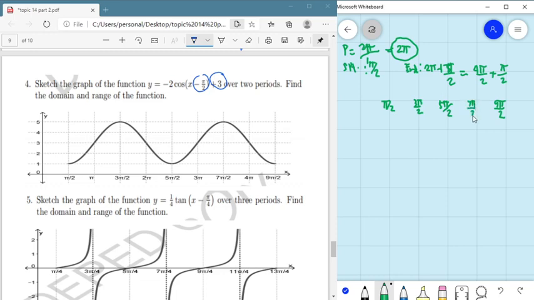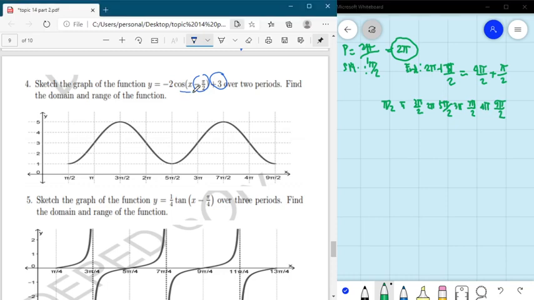So, you see the pattern 1, 3, 5, 7, 9. Meaning, between them is 2 pi over 2 or pi. Next is 2 pi or 4 pi over 2. Then 5, we have 6 pi or 3 pi. And this is 4 pi. Okay? So, first we will do what we did earlier.